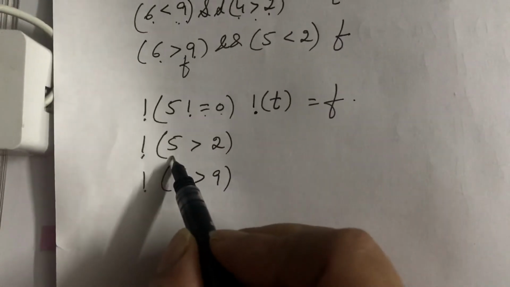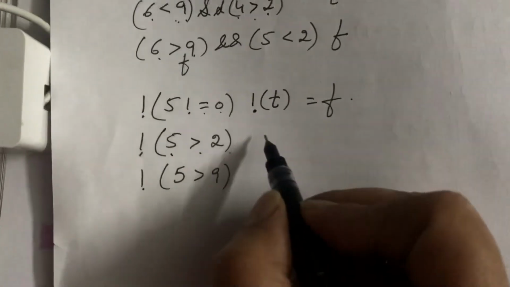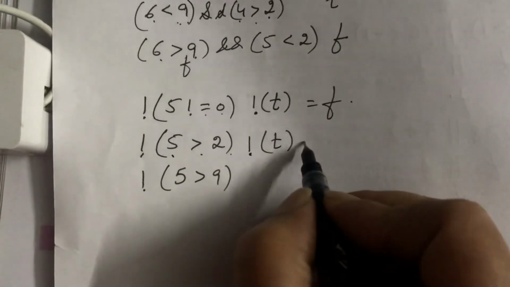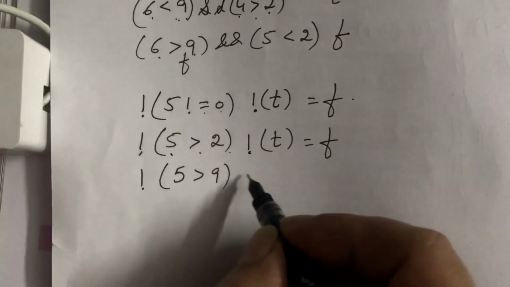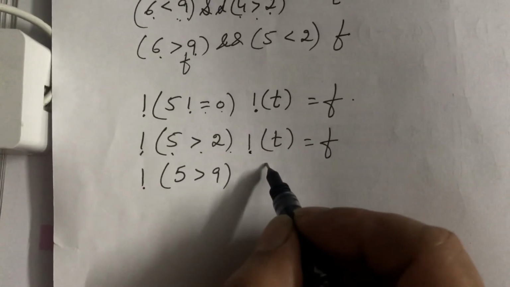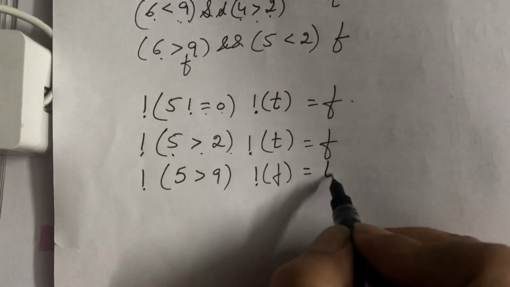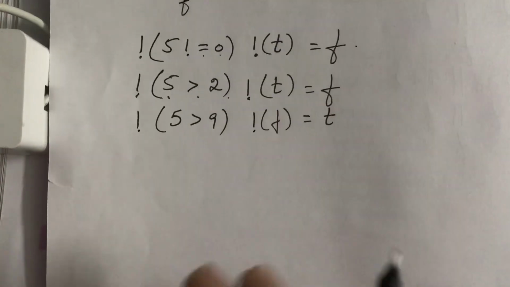Next, is 5 greater than 2? So the answer inside is true, not of this is going to be false. Is 5 greater than 9? So the answer is false, not of false is equal to true. I hope this is clear to you.